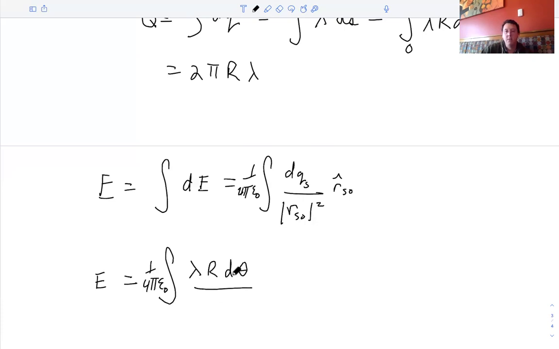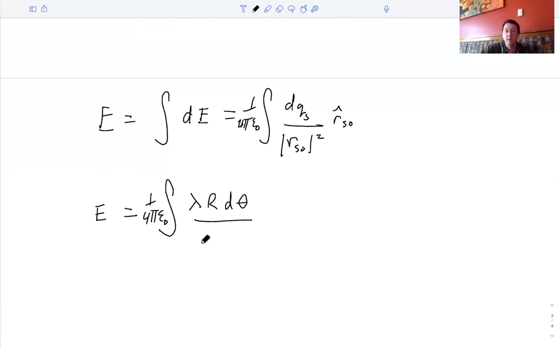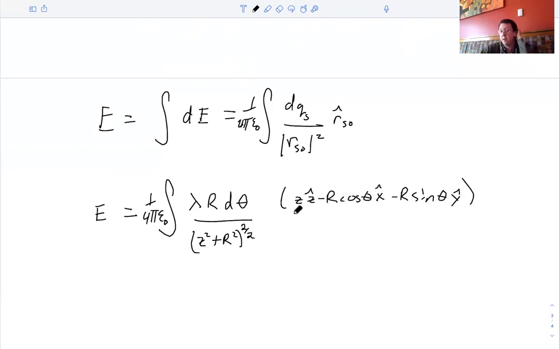The magnitude of the separation vector we worked out before, that's going to be z squared plus r squared. Now, the magnitude just was to the 1/2 power, but I've got the magnitude twice here, so think of that as 2 halves. And I have the unit vector, so that's z hat minus r cos theta x hat minus r sine theta y hat, divided by z squared plus r squared to the 1/2.